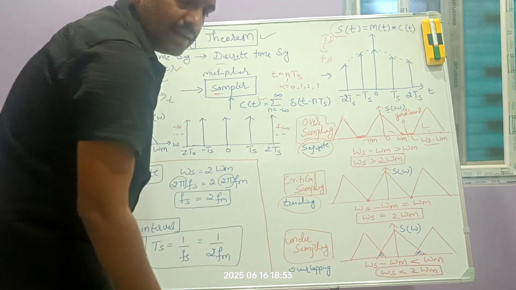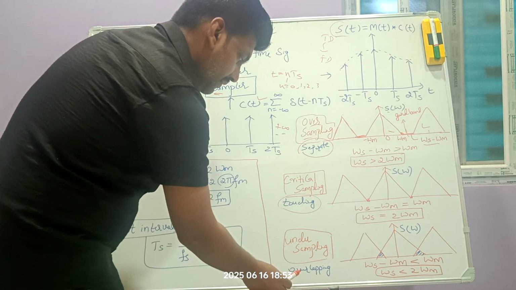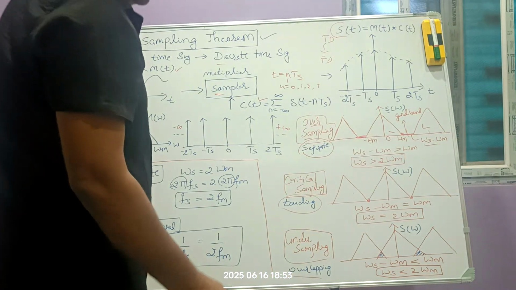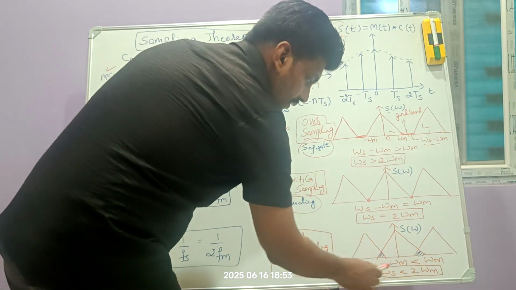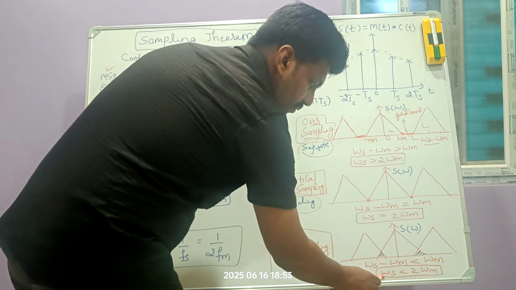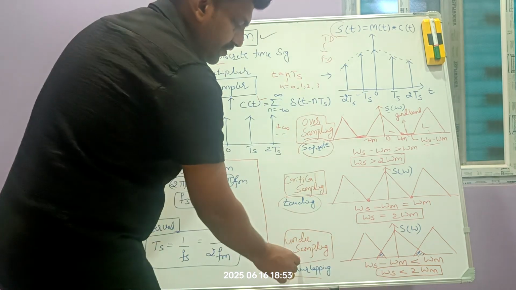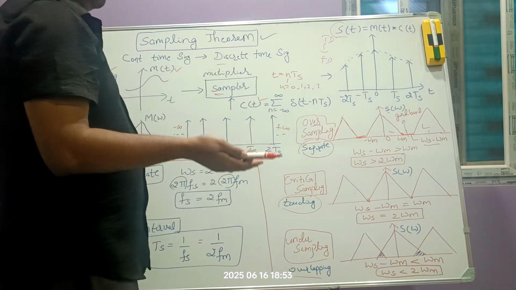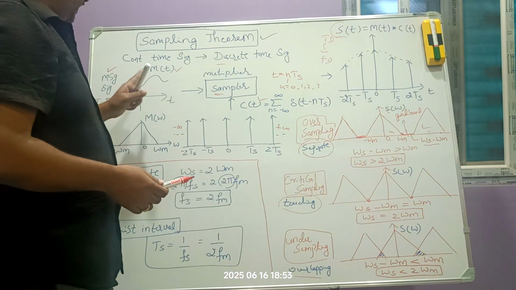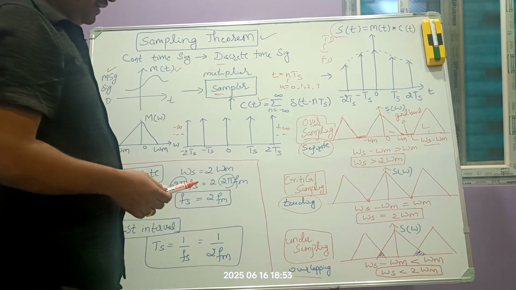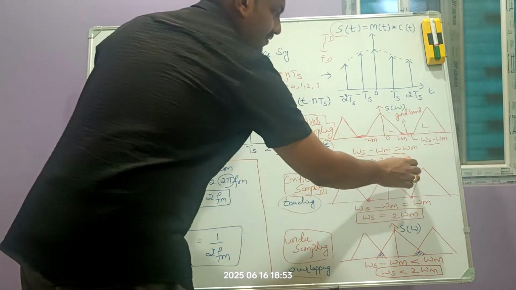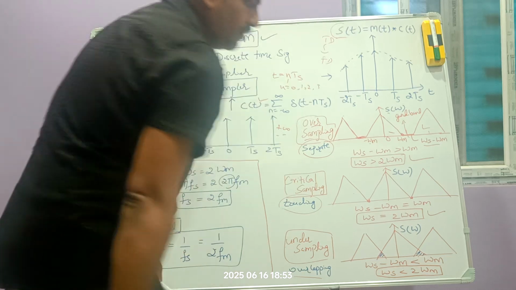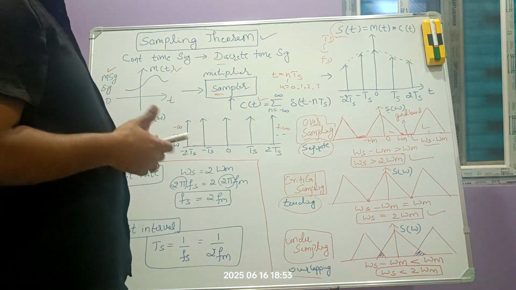Then one more sampling is undersampling. In this undersampling, here we can see overlapping between these FDM signals. Look at this overlapping. So omega s minus omega m is less than omega m. So omega s is less than 2 omega m. So this is a case of undersampling. So the signal can be represented in the time domain and converted into FDM domain signals only if this is the condition: omega s greater than 2 omega m, and also omega s equal to 2 omega m. These are the conditions.